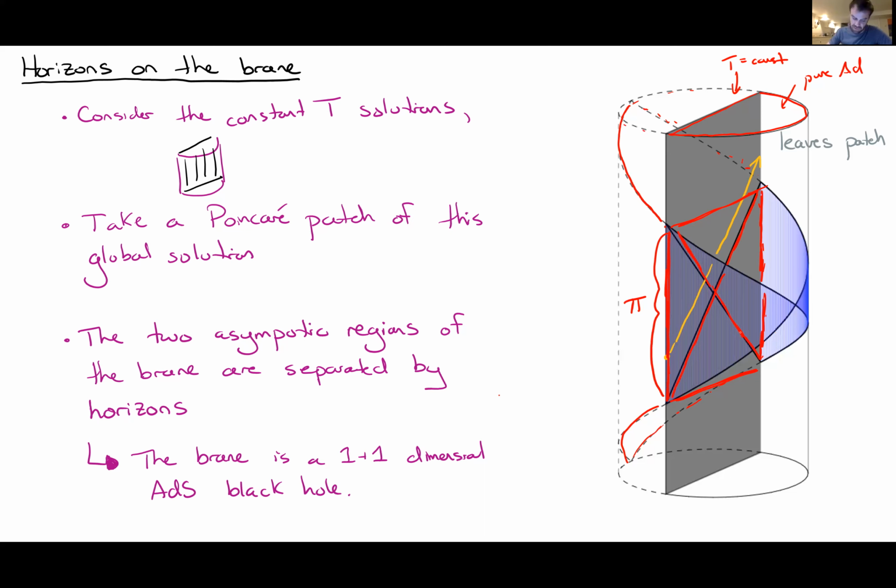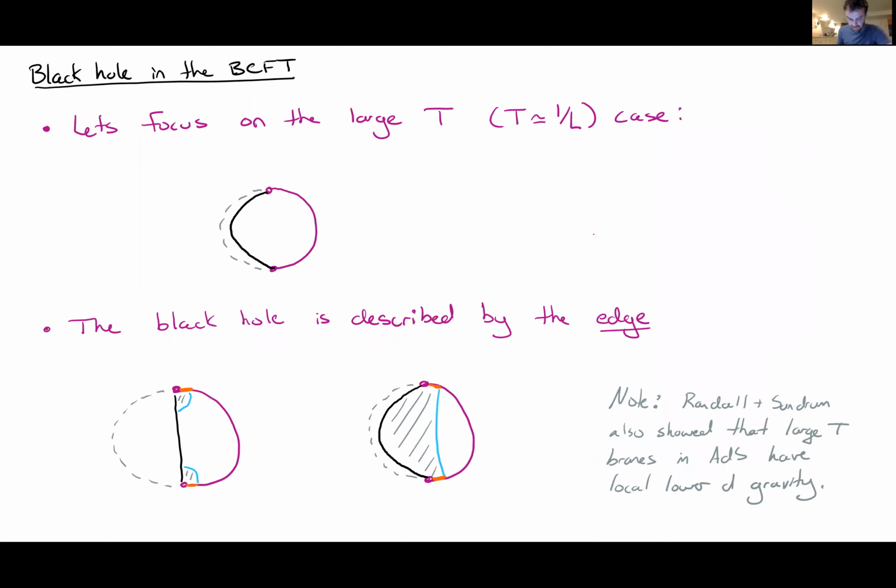So I'm not really saying anything too surprising here. I already said that the geometry of this brane was AdS 1+1, and people who think about AdS 1+1 will be familiar with the statement that, viewed in the right way, it's like a black hole. So that's my black hole. It's in the brane, and it's apparent in this patch.